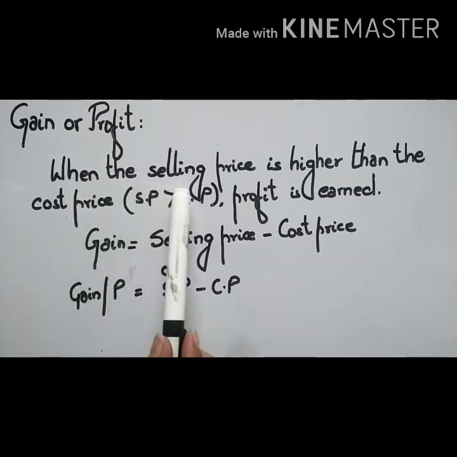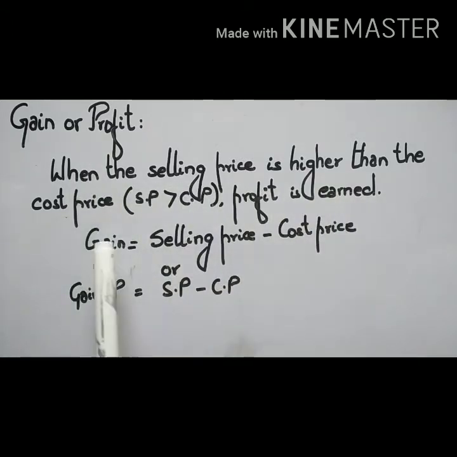When the selling price is higher than the cost price, means selling price is greater than that of the cost price, profit is earned. And the formula for the same is gain is equal to selling price minus cost price. Gain or profit is equal to SP minus CP.